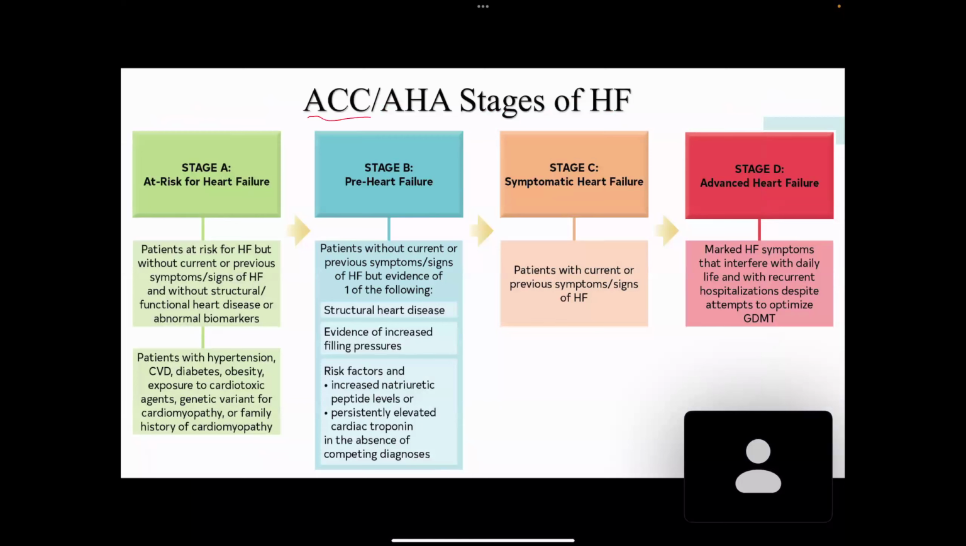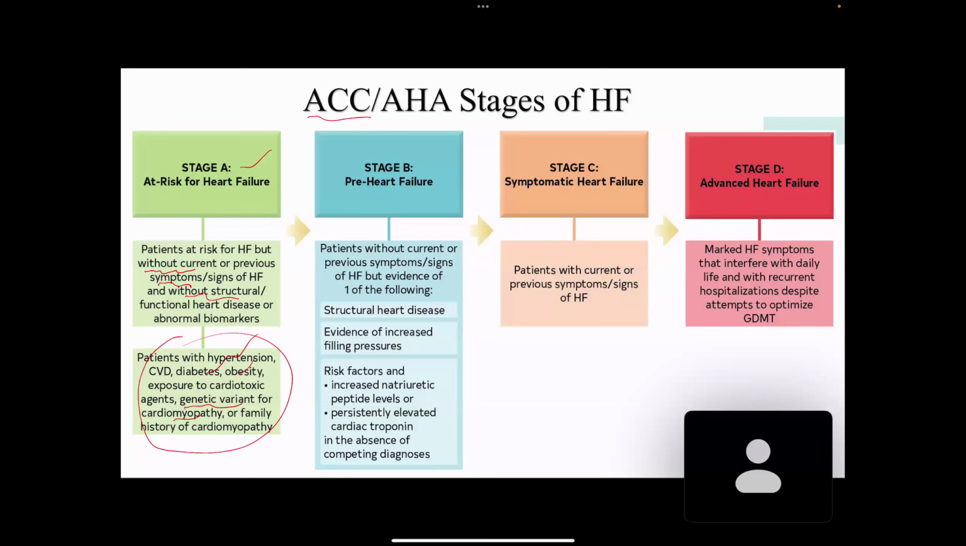The American Cardiology Society classifies heart failure into 4 stages, that is stage A, B, C, and D. Now, what is stage A? Patients in stage A do not have any symptoms, and they do not have any structural abnormality in the heart, but they have risk factors. What are the risk factors? They can have hypertension, diabetes, obesity, or any genetic predisposition for cardiomyopathy.